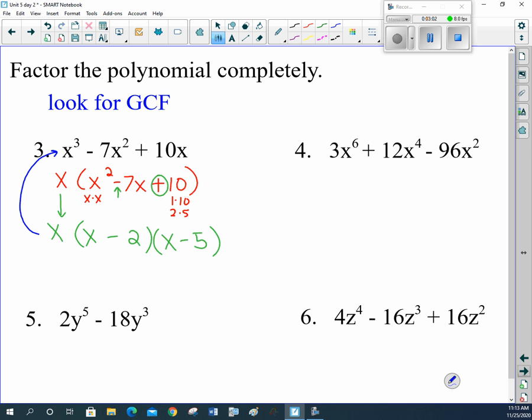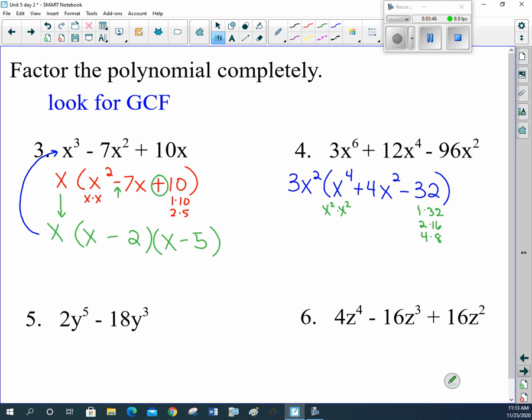Okay, over here we've got 3x to the 6th plus 12x to the 4th minus 96x squared. So looks like to me those are all divisible by 3, and they all have an x squared common to them. So I'm going to factor out a 3x squared. That's going to leave me with x to the 4th plus 4x squared minus 32. Okay, so now this one's a little different because this isn't an x squared, it's an x to the 4th. But factor pairs of x to the 4th are x squared and x squared. And factor pairs of 32, we got 1 and 32, 2 and 16, 4 and 8.